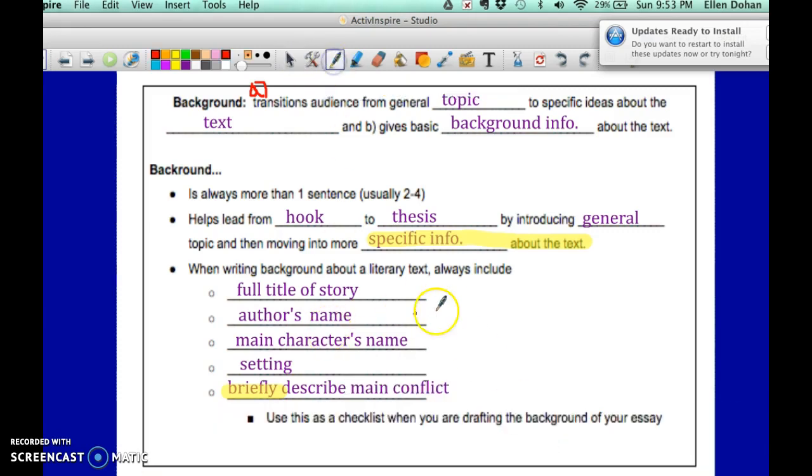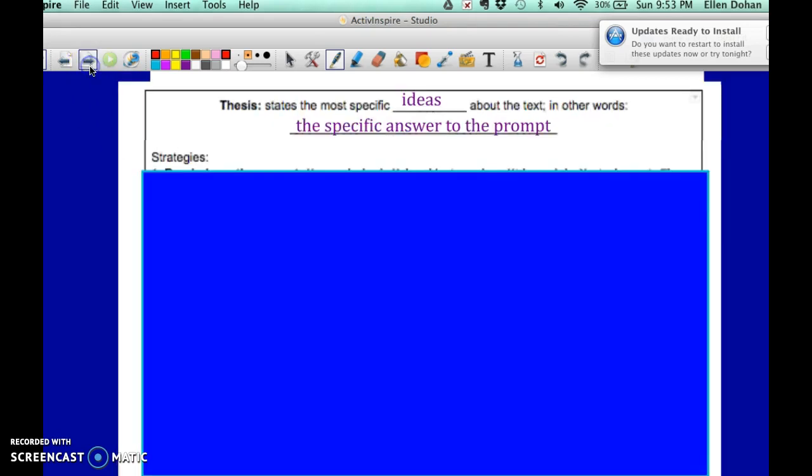So I've had you write this down so that you can use this as a checklist and make sure that when you're drafting the background of your intro paragraph, you have all these parts. So again, use these notes as a checklist. And last is the thesis, and we've been working really hard on thesis statements. The thesis statement is the sentence that states the most specific ideas about the text. In other words, it's the actual answer to the prompt.